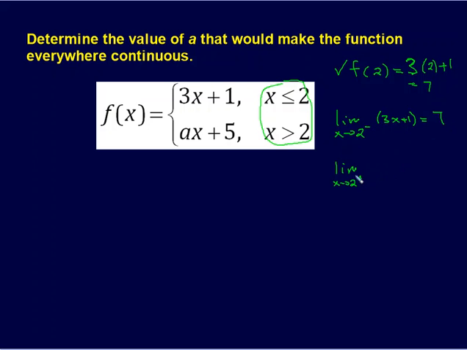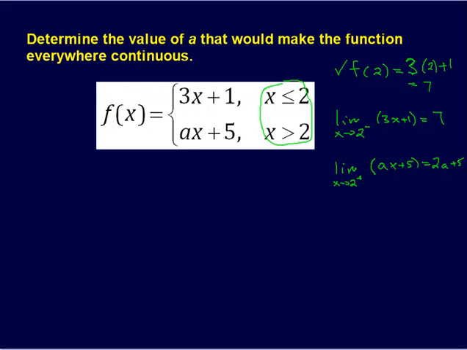But then coming from the right, I have to use the rule that defines the function to the right of 2, which is ax plus 5. And so I'm going to write that in my expression there. And to evaluate that limit, just like I would any of the other times, I will plug in the 2 where x is, see if I can see what I get. And this time I won't get a number, but I'm going to get a times 2, or I'm going to write it as 2a plus 5.